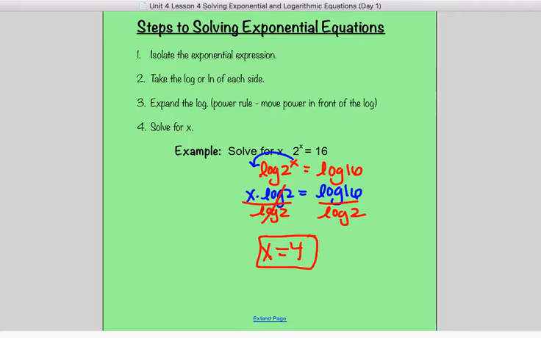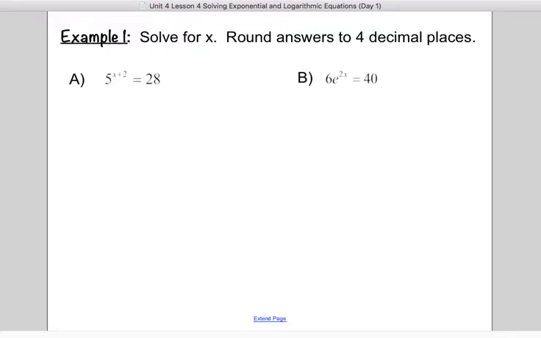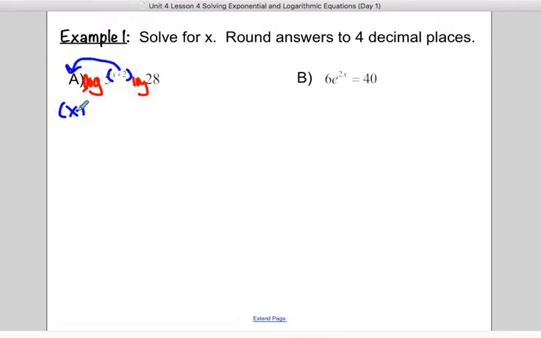So, example 1a. Solve for x, round answers to 4 decimal places. So always round to whatever the directions say. So here I have nothing in front, so I'm going to go ahead and do log on both sides. So I can now take the exponent, and since it's a binomial, we're going to put it in parentheses and write it in front. So I have x plus 2 log of 5 equals log of 28.